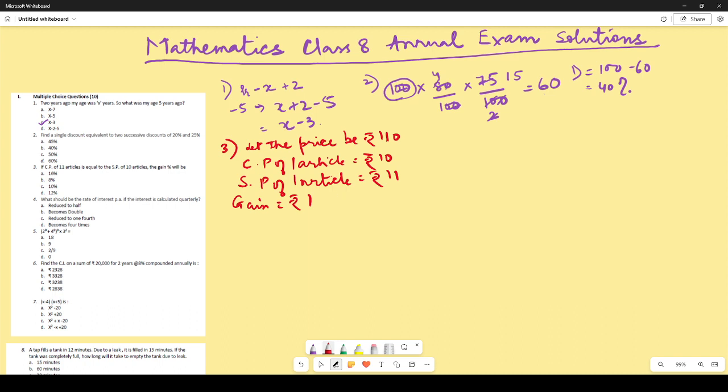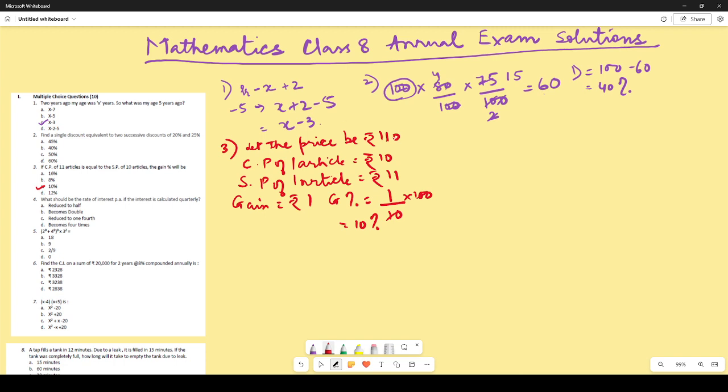Now when we are calculating gain percent, what do we have? Gain by CP into 100. So that makes it 10%. So this will be the correct answer. If you are going by x, you can solve it in the x method as well.